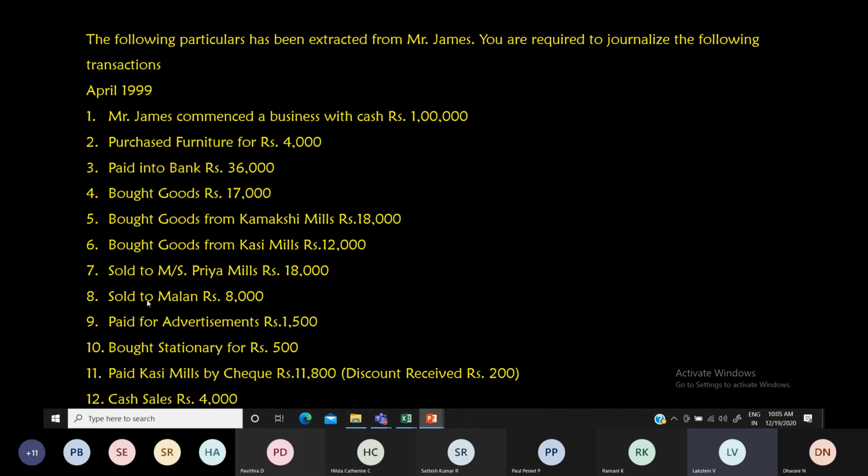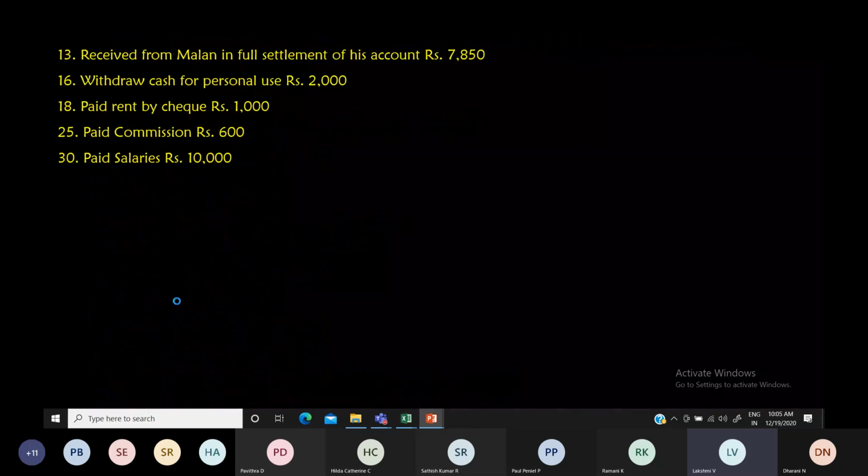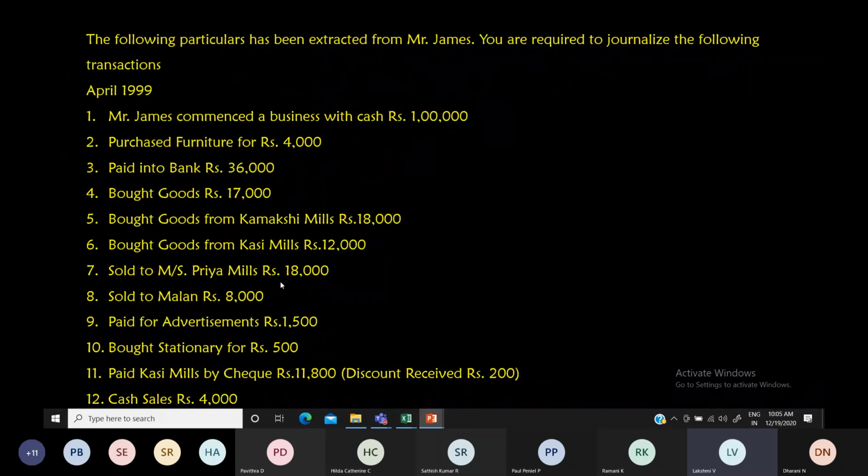Moving to the 8th day transaction. Sold to Marlon, rupees 8,000. So again they have given "sold to". They have not mentioned furniture or machinery. So again "sold" means goods have been sold. So you have to credit the sales account again, because goods is going out of your business. Credit what goes out, so sales account you have to credit, and Marlon account you have to debit. Why are we going to debit the Marlon account? Because he is the receiver.